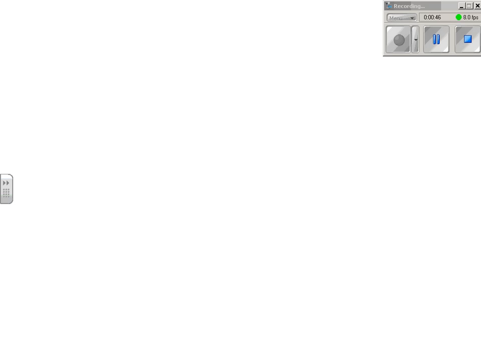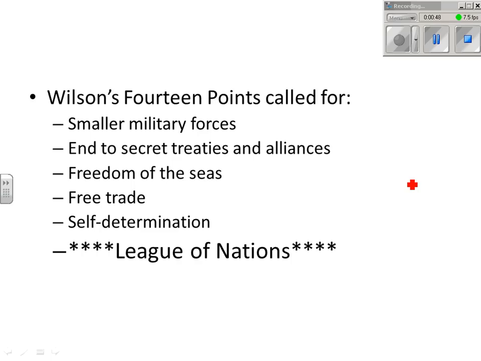Here were some of the major parts. Obviously, there are other things, but these related to the causes we had of World War I to begin with. So take a moment, look them through. This one dealt with militarism. He wanted smaller military forces. He didn't think nations needed to have large militaries. He wanted an end to the secret treaties and alliances. That was the A. He wanted freedom of the seas. That was because of U-boats.